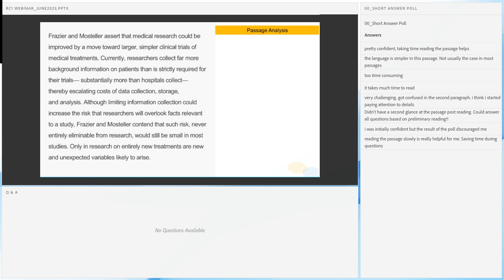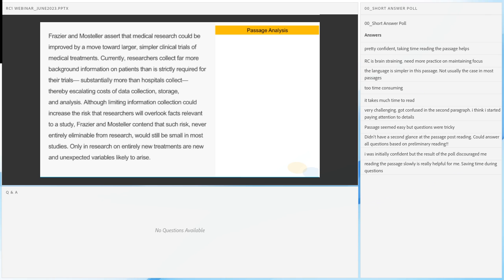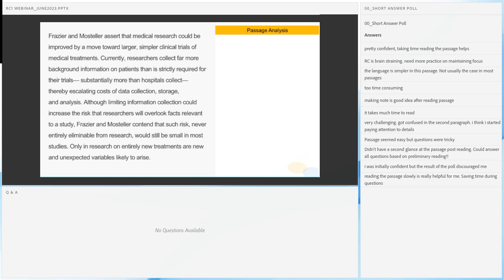If you're still complaining about timing after all this, then I've told you, don't worry about timing overall. If you're still complaining about it, then you're focusing on the wrong thing. Timing is not a skill that you build for. Timing is an outcome. I was initially confident, but the result of the poll discouraged me. Reading the passage is really helpful, saving time during questions. And you can really see different people have different outcomes because they're focused on doing the job at hand.